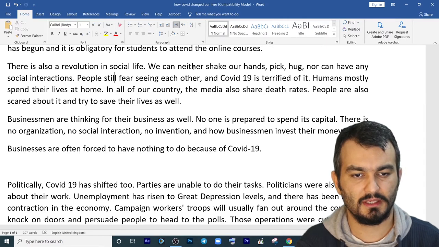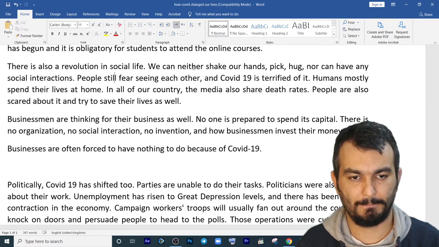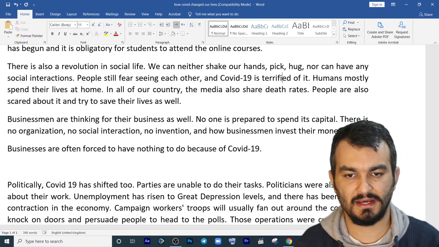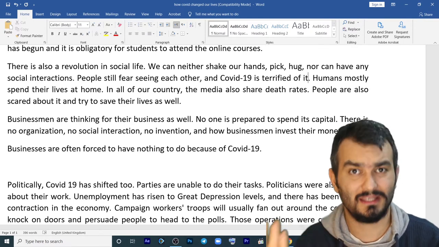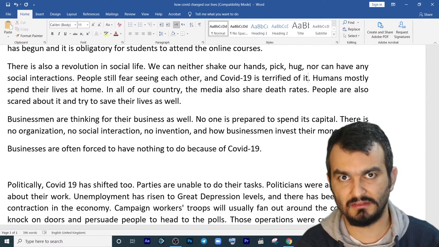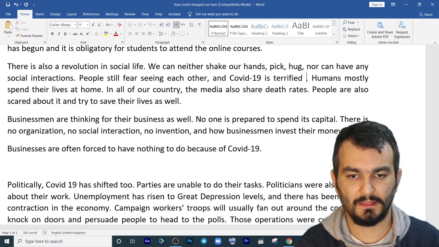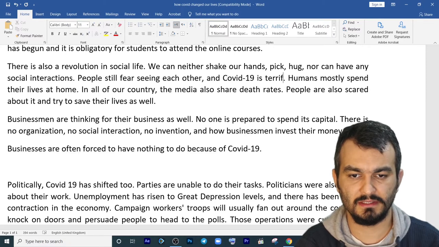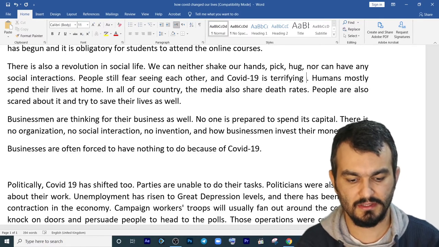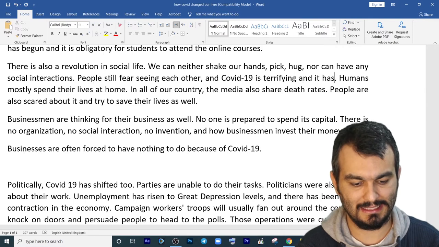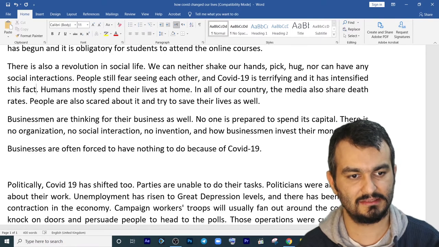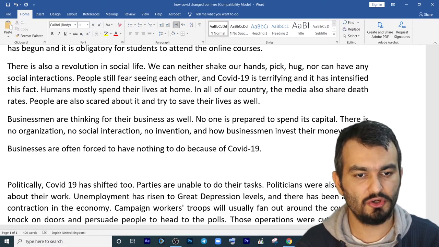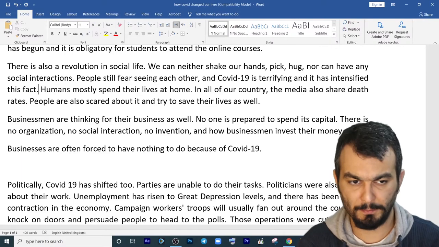People still fear seeing each other, and COVID-19 is terrified of it. You can say is terrifying or intensified it, you can say. You can say terrifying, is terrifying and it has intensified this fact.